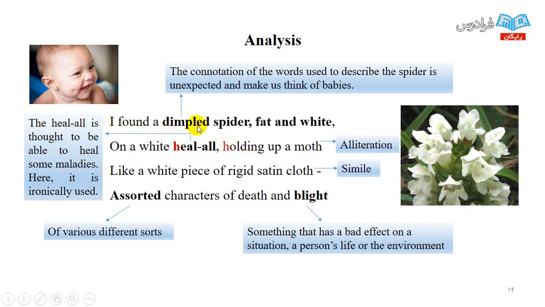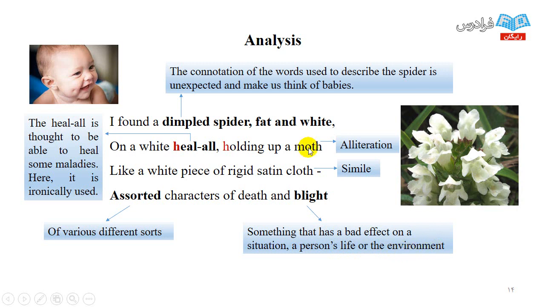I found a dimpled spider, fat and white, on a white halo holding up a moth, like a white piece of rigid satin cloth, assorted characters of death and blight. Assorted means of various different sorts. Blight is something that has a bad effect on a situation, a person's life, or the environment.